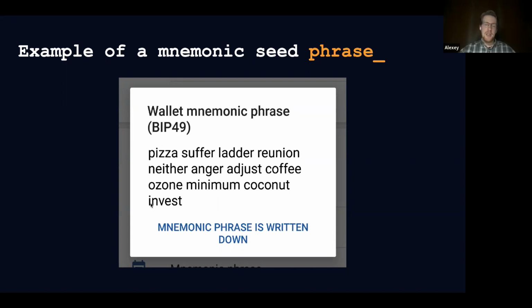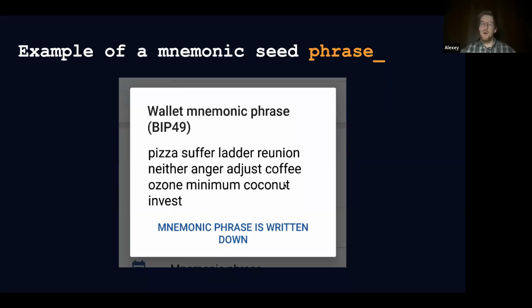This is generated from the private key based on a special algorithm. And if you take one private key and use two different mnemonic phrase generator algorithms, you will get two absolutely different mnemonic phrases.